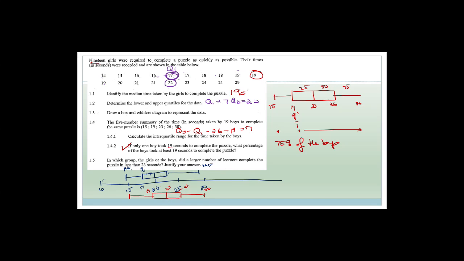Okay, do you agree that we've got 50% of the boys that completed the puzzle in less than 23 seconds? So that's 50%, Q1 and Q2. But with the girls, 23 seconds is about over here. What's that, 22? So with the girls, 75% of the class managed to complete the puzzle. So therefore, in this case, the girls seem to have done much better than the boys.